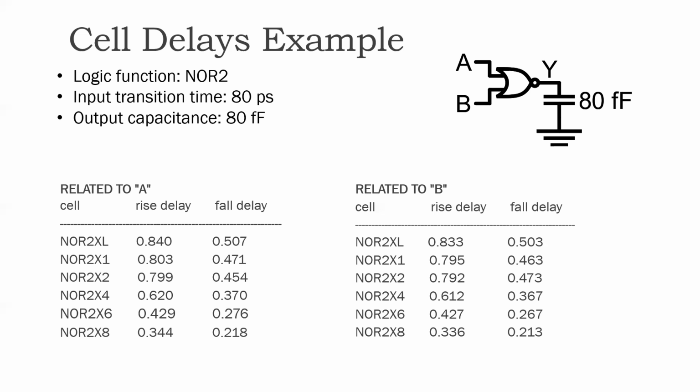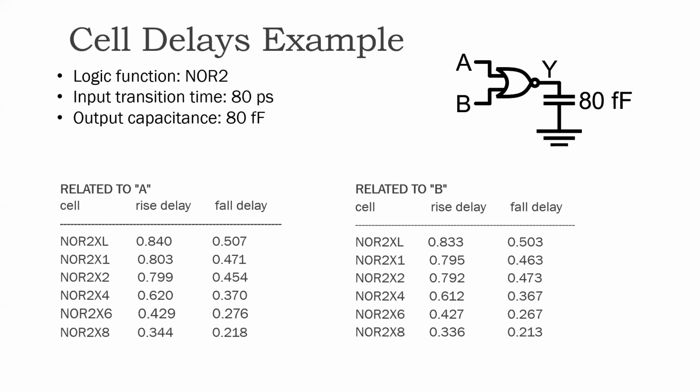And you can see in this case that we have 2 different delays for rise and fall from A to Y, and the difference is quite significant. So if I look at an X1 drive strength, when A is transitioning, if the output is rising, the delay from A to Y is 0.8 nanoseconds, and if the output is falling, then the delay from A to Y is 0.4 nanoseconds. So it's a big difference.